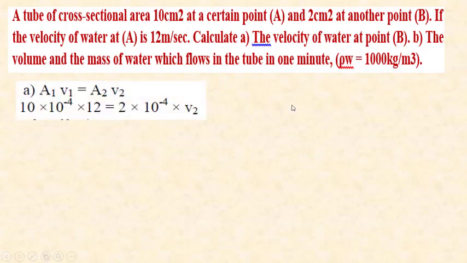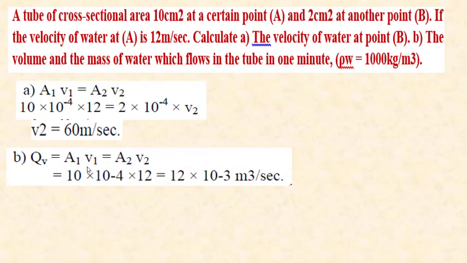Okay, the first part of the question, part A. A1 V1 equals A2 V2. It will be 10 multiplying 10 power negative 4, since 10 centimeter square needs to be converted, multiplying velocity 1 which is 12, equals 2 times 10 power negative 4 V2. Then V2 equals 60 meters per second.